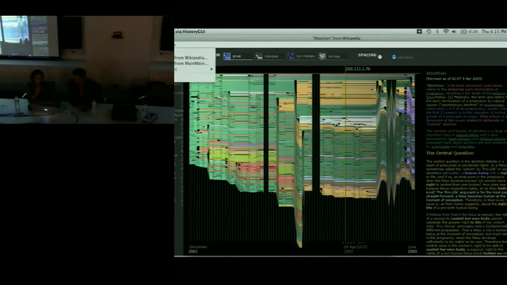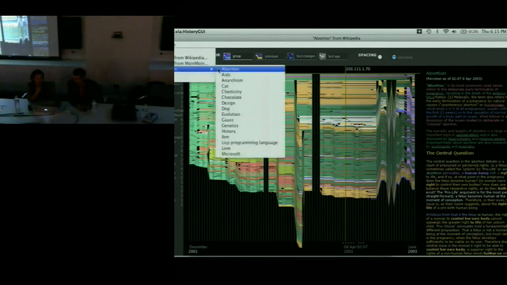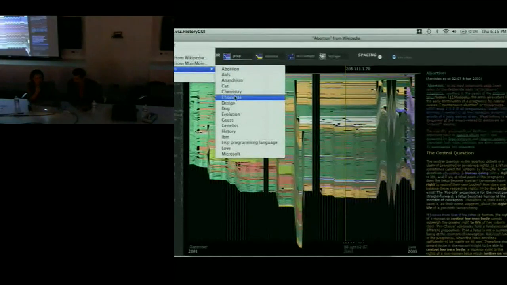Now, let's look at our last example here, which is one of our favorite pages, as Martin said, which is chocolate. So immediately you get an interesting pattern, right? I saw this and I was like, I need to have a scarf that looks like this or something. Any ideas, anyone, about what the zigzag might be? It's an edit war, okay?